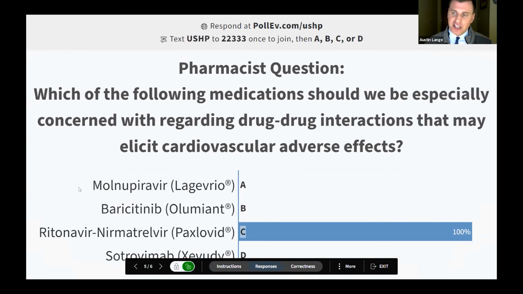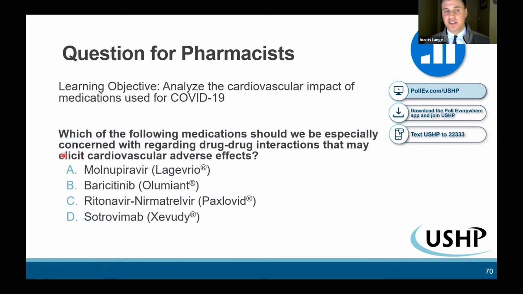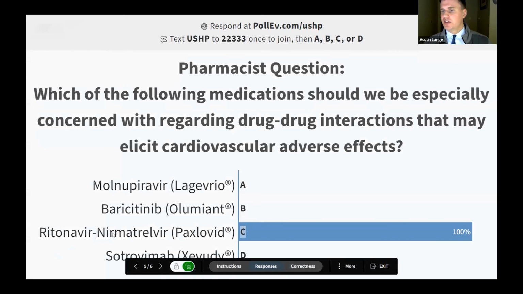Again, using a medication like molnupiravir might be the better choice as it does not have the drug-drug interactions associated with it. And then baricitinib, again, no drug-drug interactions there to be concerned with, and sotrovimab as well, none there. So ritonavir, nirmatrelvir, or the Paxlovid is one we're concerned about.